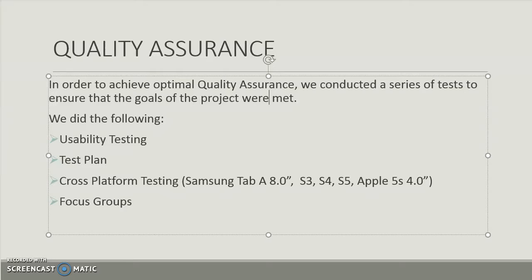Quality assurance. In order to achieve optimal quality assurance, we conducted a series of tests to ensure that the goals of the project were met. We conducted a usability test with an independent user that interacted with the application. In essence, the feedback we received was that it was user-friendly, but it was not attractive. This was later addressed.